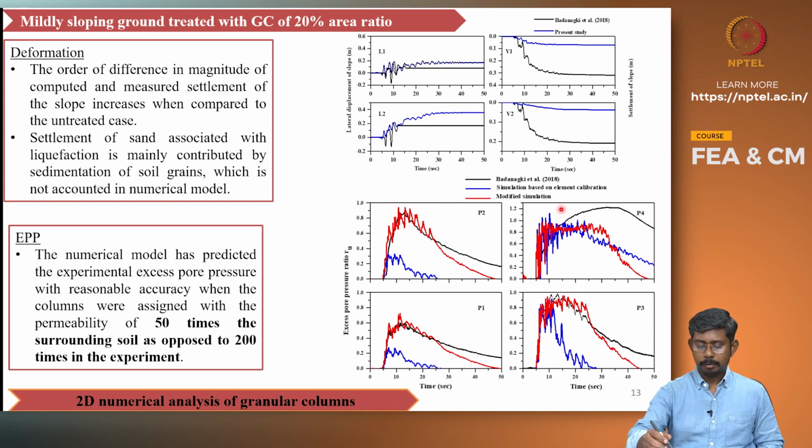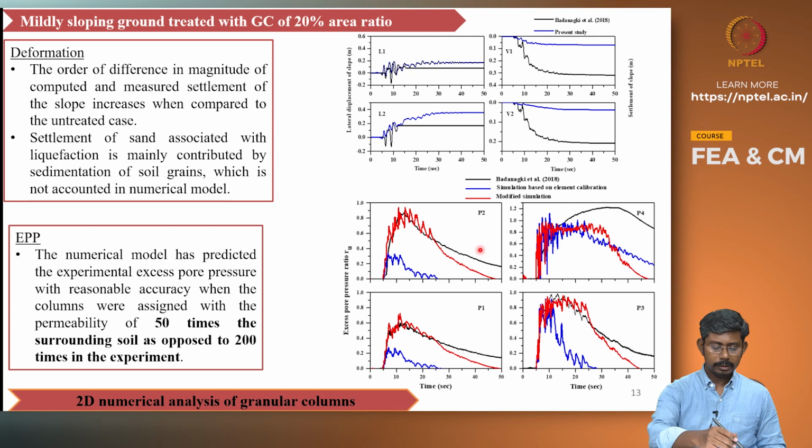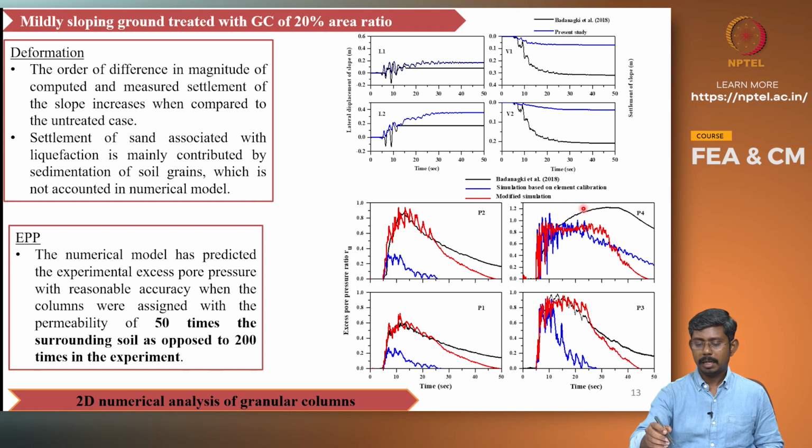So it corresponds to the permeability. In the experimental case, the granular columns are 200 times more permeable than the surrounding soil. So for this, the permeability of the granular columns is reduced to 50 times instead of 200 times. That is denoted as the modified simulation, which offers a much better prediction when compared to the predictions made using the element calibrated data.